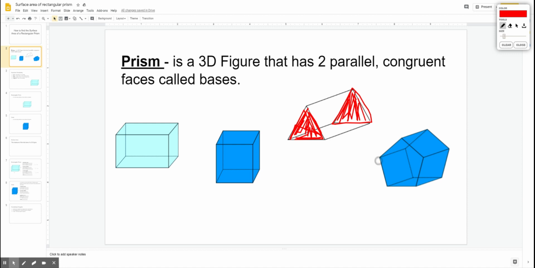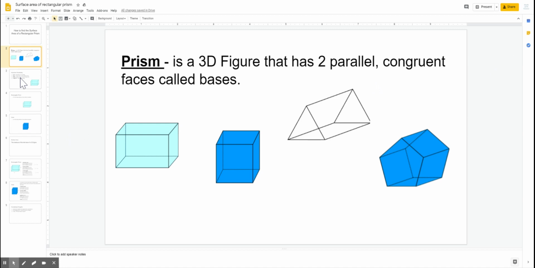And now in this picture, you actually have a pentagon for your bases. So there's one pentagon and then the pentagon in the back. So that actually makes this a pentagonal prism because the two parallel congruent faces are the pentagons.